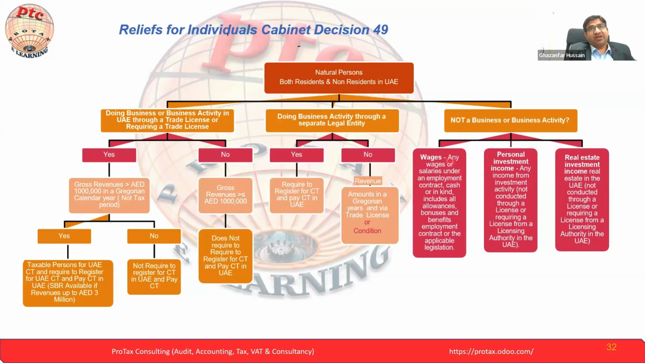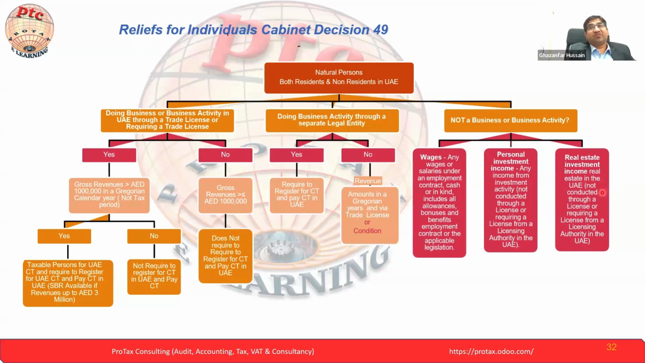If a person is working as an employee in an organization on a contract basis or any form of employment, does he need the trade license? Or he doesn't need the trade license? The personal investment, if he made the investment in shares, okay, a natural person buying the shares of any stock exchange, so does he need to have the trade license? No. The next point, the real estate investment.